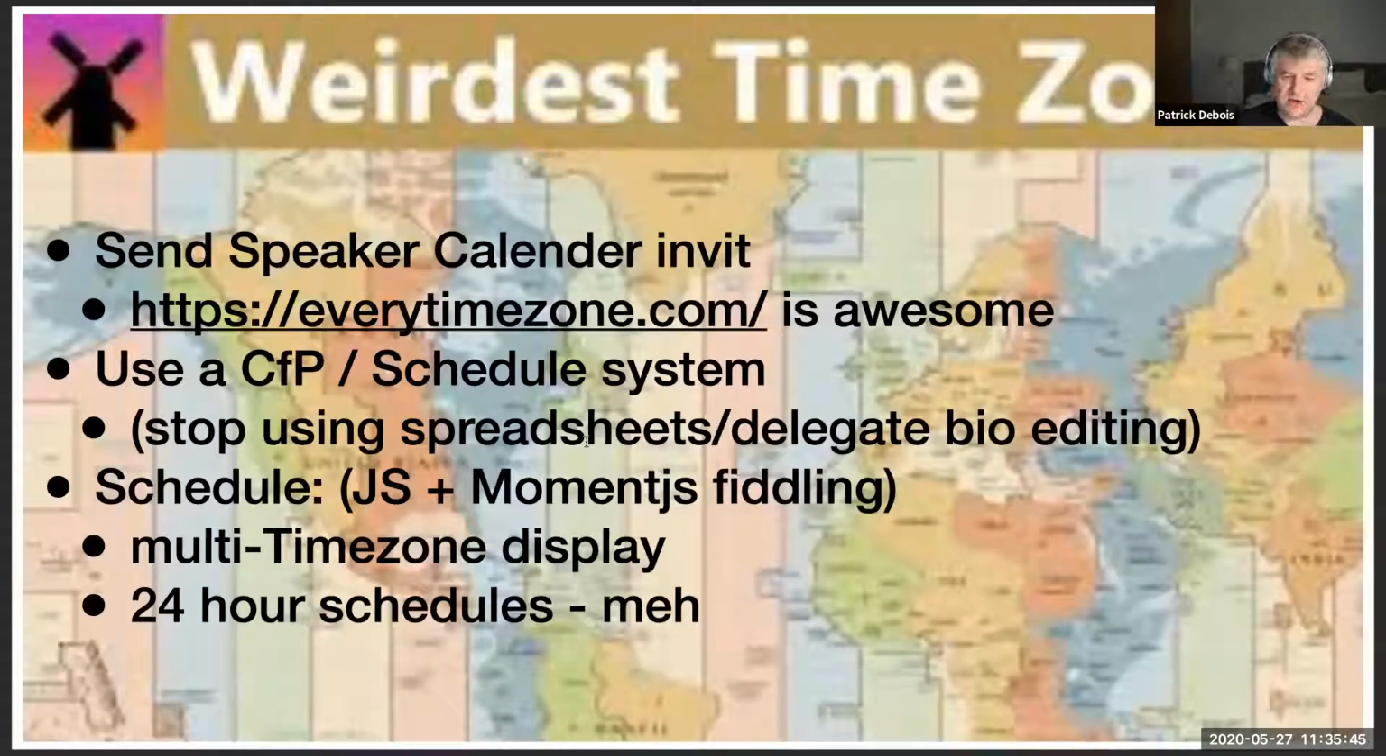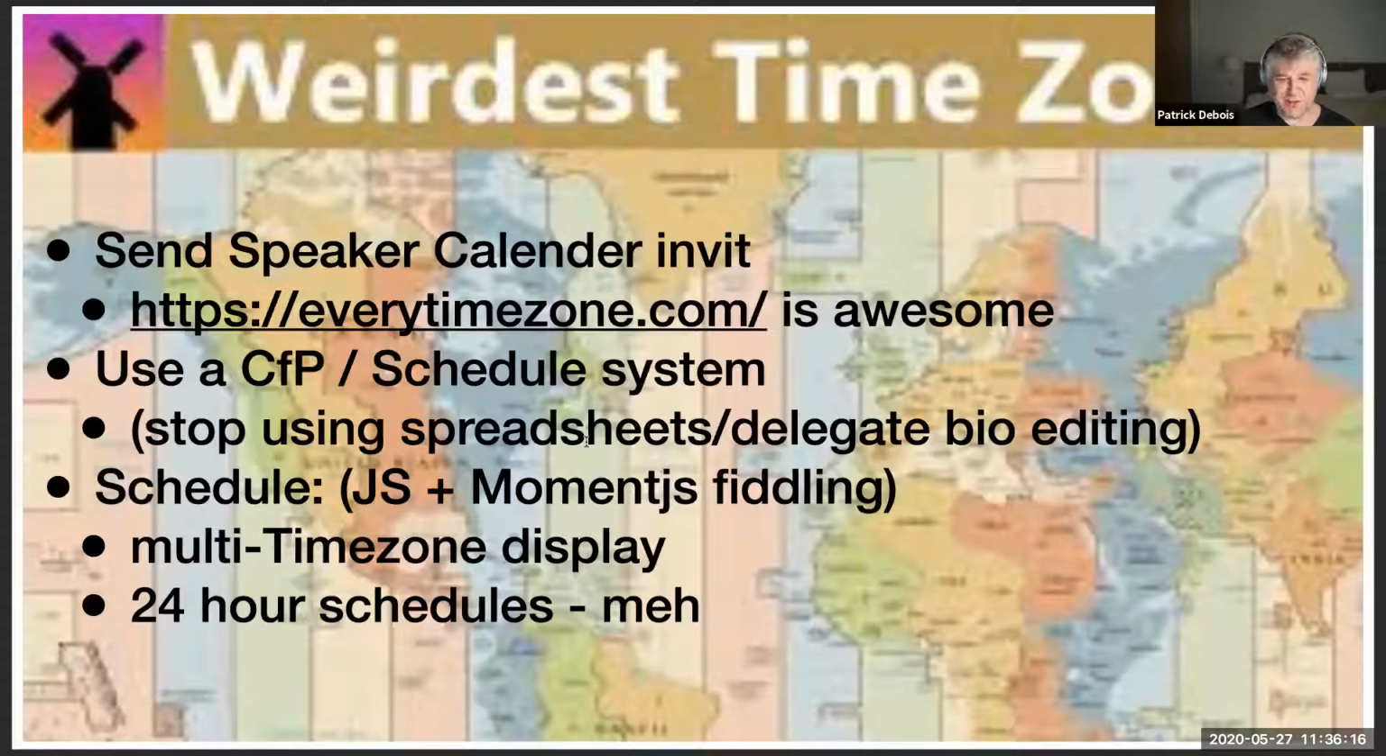I haven't actually found one of the schedule tools that works well with time zone differences. So we built our own using some JavaScript and Moment.js to guess which time zone you are in, and we change the schedule accordingly. Another learning is to use a CFP system. Don't use a spreadsheet for all that stuff. The nice thing is it delegates things to the speaker.